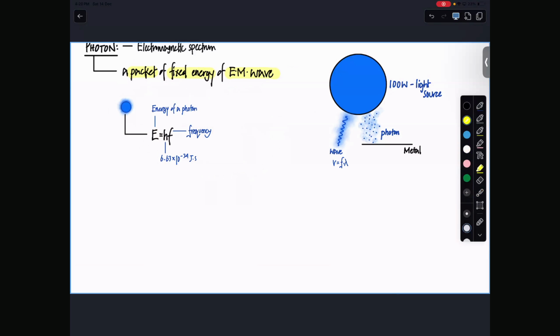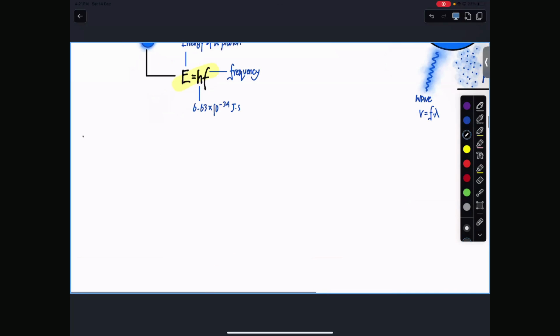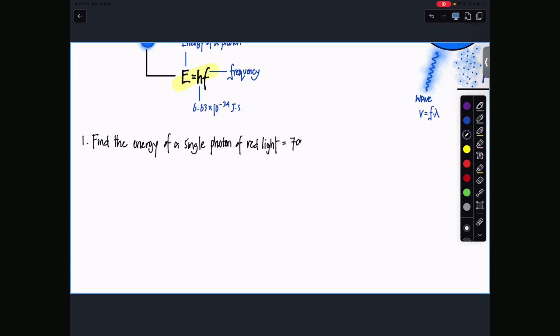Now, what to do with this information? So there are a couple of questions I'll ask you. The most basic one is this: find the energy of a single photon of red light. What's the wavelength of red light? Last question, I think you guys told me 700 nanometers. Okay, so this is the most basic question you can get.